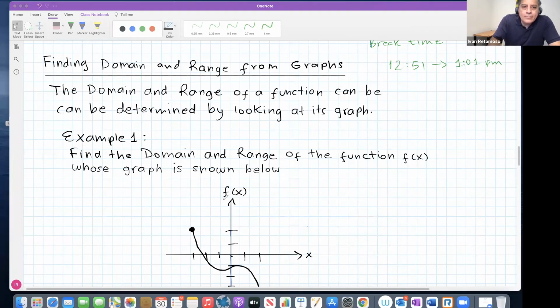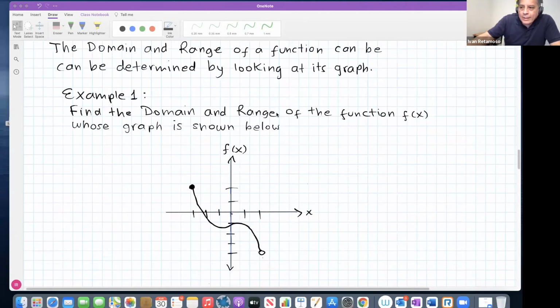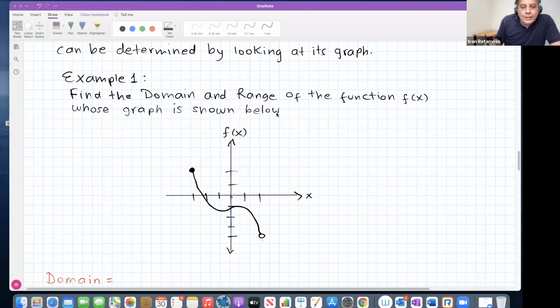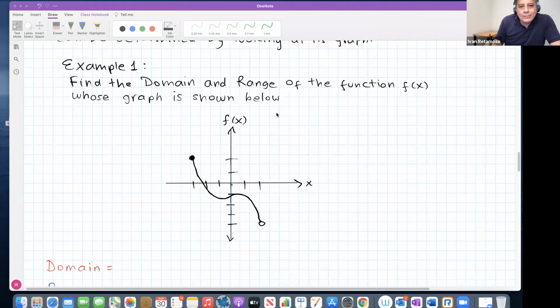Yeah, and then let's continue with finding the domain and range from graphs of functions. The domain and range of a function can be determined by looking at its graph. How? Well, in order to find the domain first, you are going to ask yourself how far I can go to the left, how far I can go to the right. What is the largest value and the smallest value horizontally speaking, right?